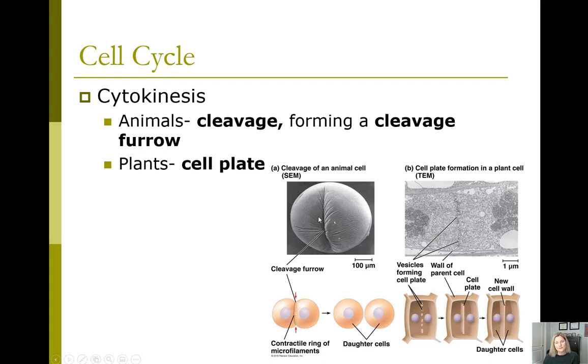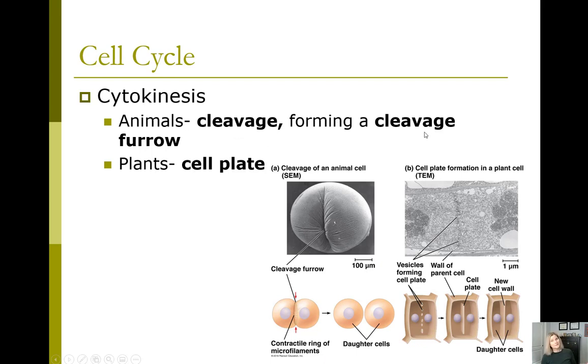Then we need to start to physically divide into two. So that's called cytokinesis. And like I said, in animal cells, there's a formation of a cleavage furrow. So you can see here we have basically one cell with two nuclei at that point. And it's going to start pinching inward. And as it's pinching inward, plasma membranes form, separating into two cells. Okay, so that's called the cleavage or cleavage furrow.